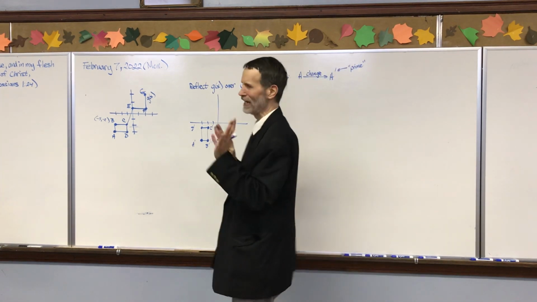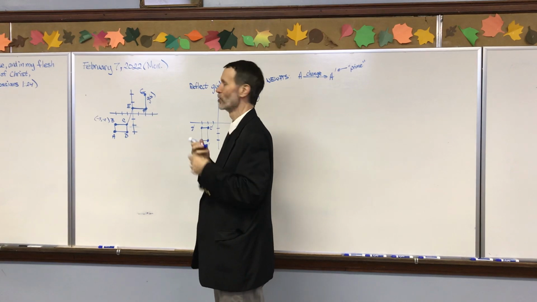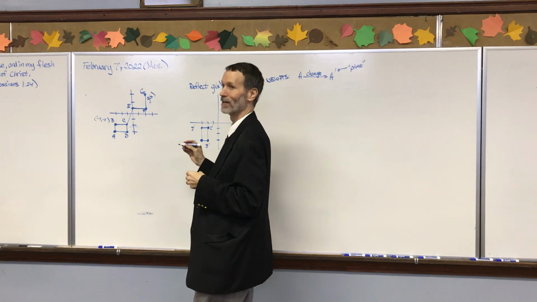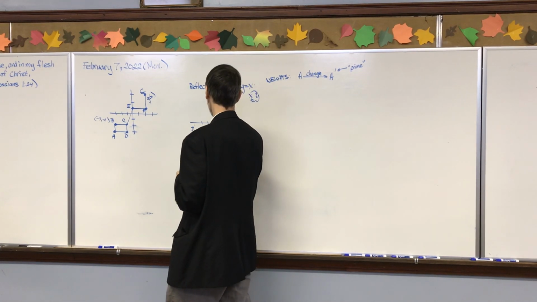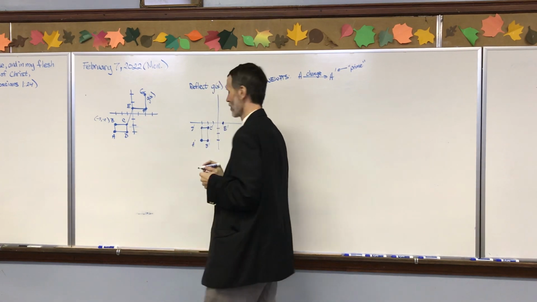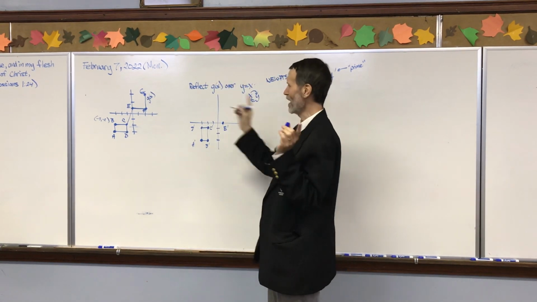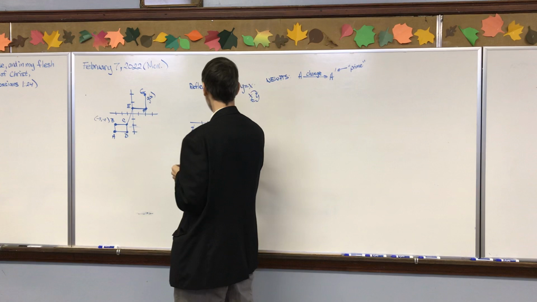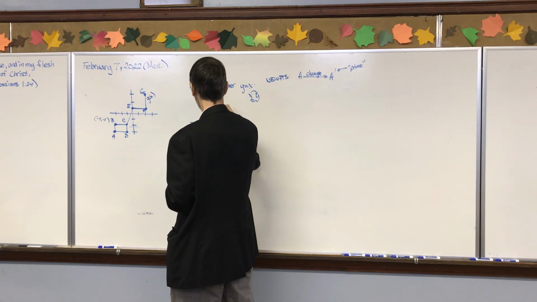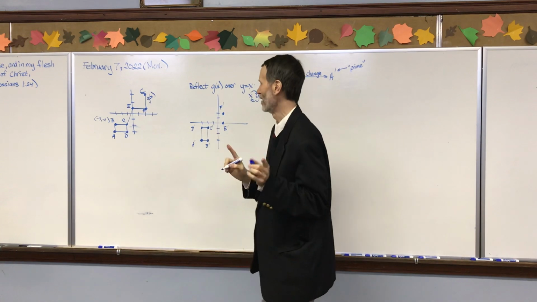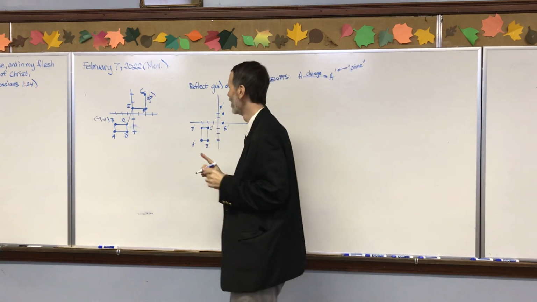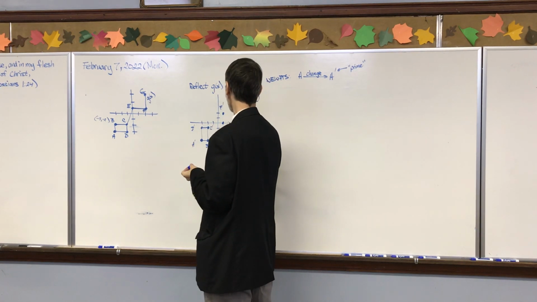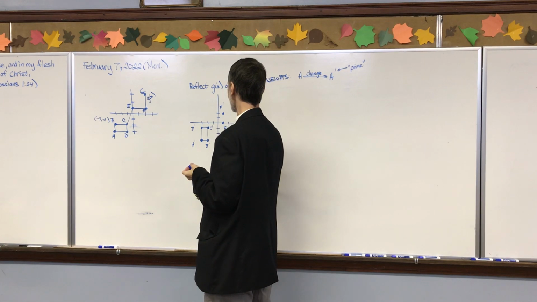Megan, where's point E right now? 0, 1. Where's E prime? I'll have to put a dash there, but what? 1, 0, correct. This is E prime. Courtney, where's F right now? 2, 1. Where is F prime? 1, 2. And Abby, where's G right now? 2, 3. Where's G prime? 3, 2.